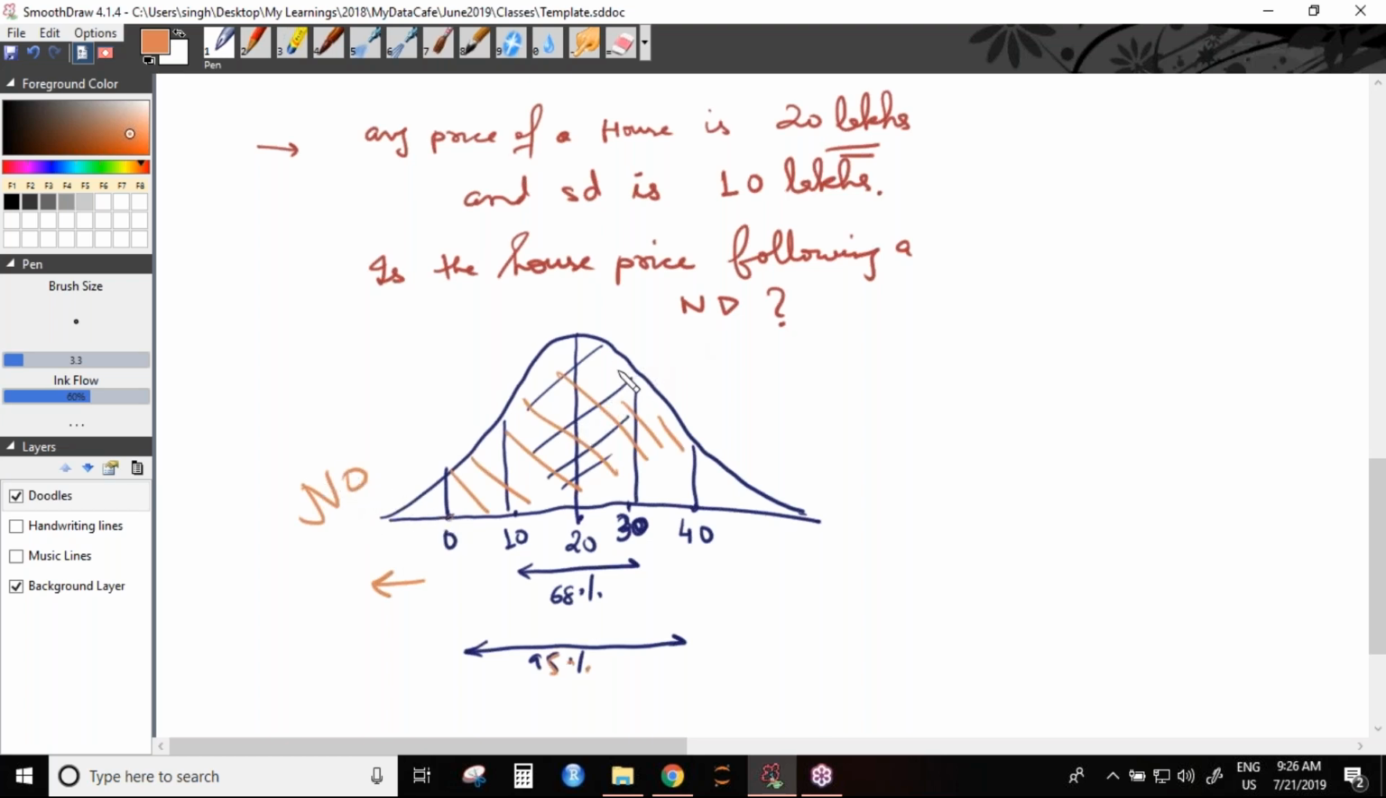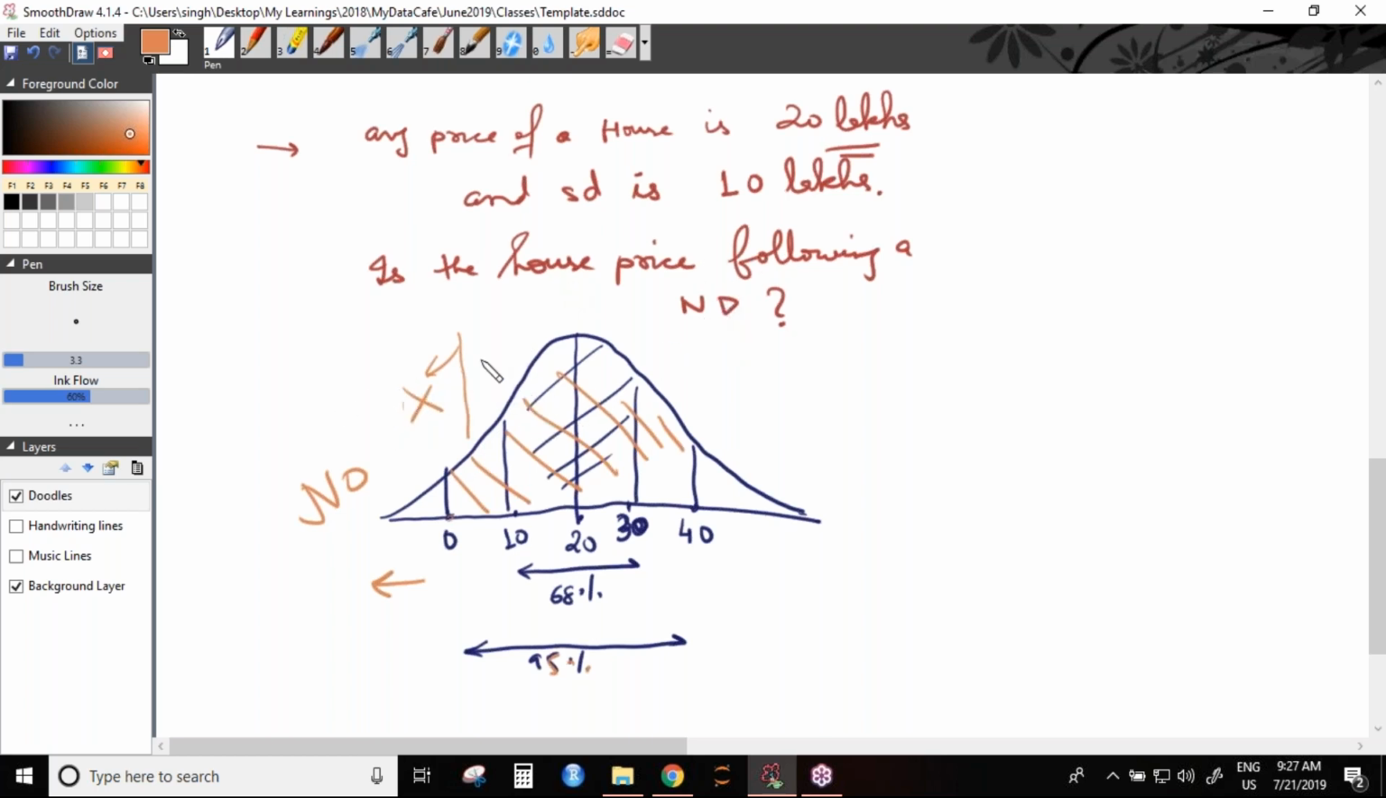But if it was a normal distribution, I should have been allowed to go here, because that's what a normal distribution says, that if you go 2 standard deviations, you get 95% of the data. But I can't go 2 standard deviations. There is a restriction by common sense, because price cannot be below 0. This is not allowed. But if it was a normal distribution, I should have been allowed to go there.